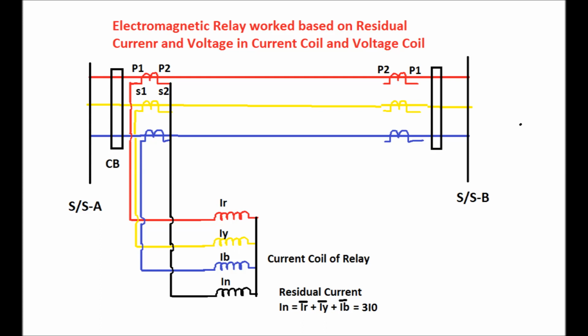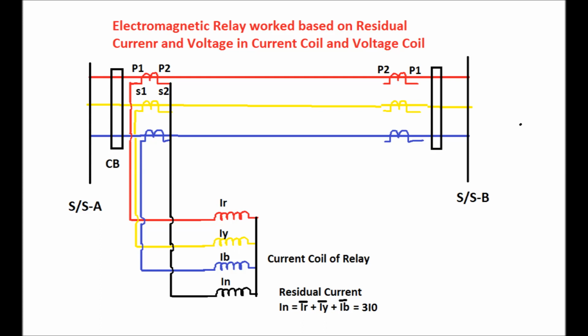Here the connection for the residual current coil has been shown. For the primary side CTs, P1 is connected towards the bus side for substation A and P2 is connected towards the line side, and the direction is towards the transmission line. And the S1 terminals for red, yellow and blue phase have been connected as shown in this diagram, and the S2 terminal has been connected from the exit point of the neutral coil of the relay.